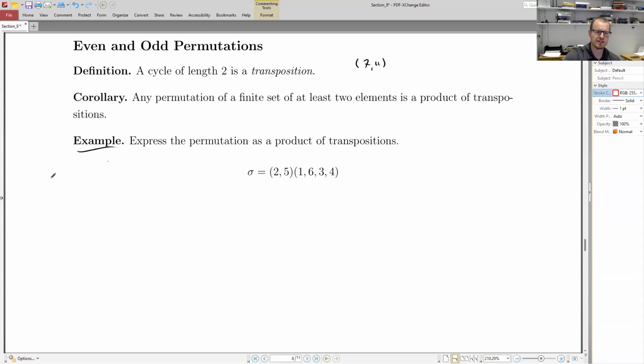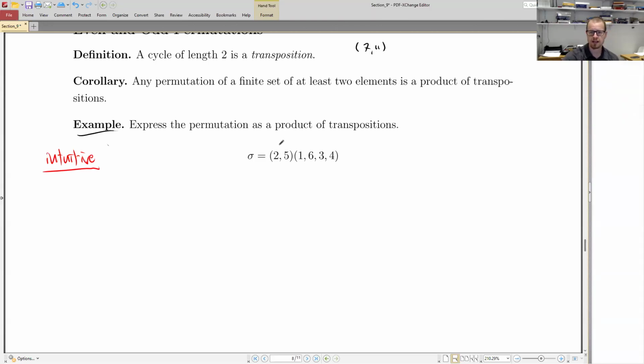I would like to present what I call the intuitive approach, or at least slightly intuitive, which is, I would argue, more so than what the book expresses. However, you want to know what the book says so that you can check your answer with the back of the book. To get an intuitive answer for this permutation as a product of transpositions, (2 5) is already a transposition, so I don't have to do anything with that. It's only the (1 6 3 4) that I have to rewrite in terms of pairs.